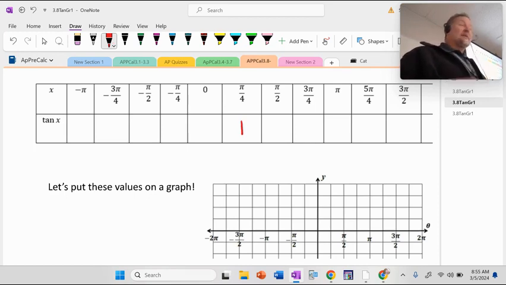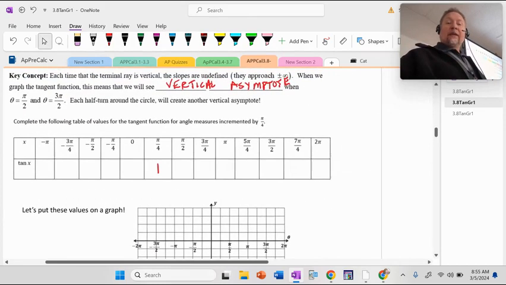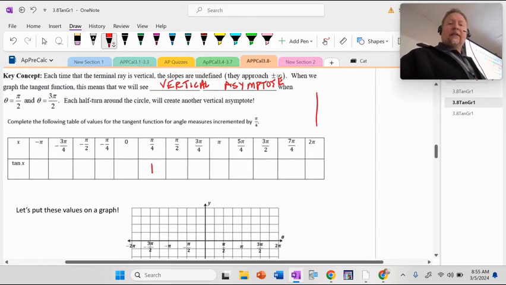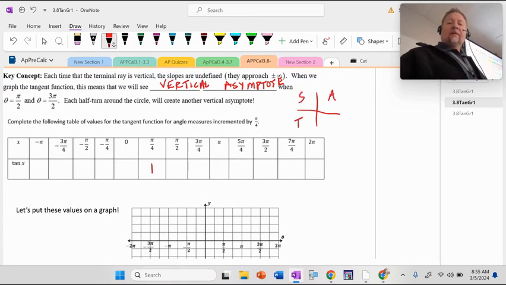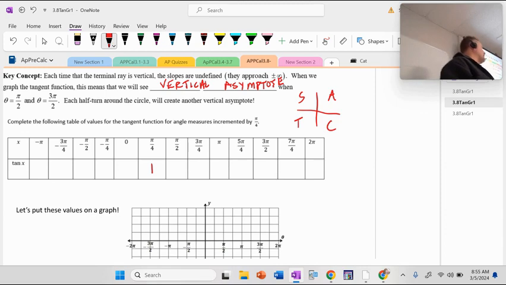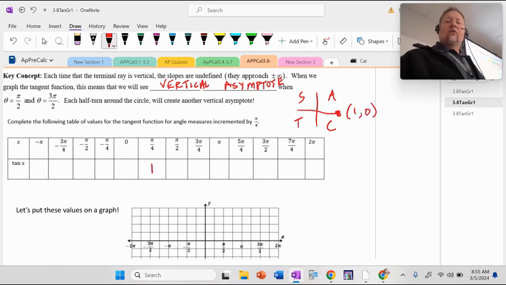What's the tan of 0 here? This is what I did with the crazy kids last hour. I did this, ASTC, right? ASTC, that's who's positive and who's negative. And then the question I ask is, what's the tan of 0 radians? 0 radians has this coordinate, x comma y. What's y over x? 0, right?